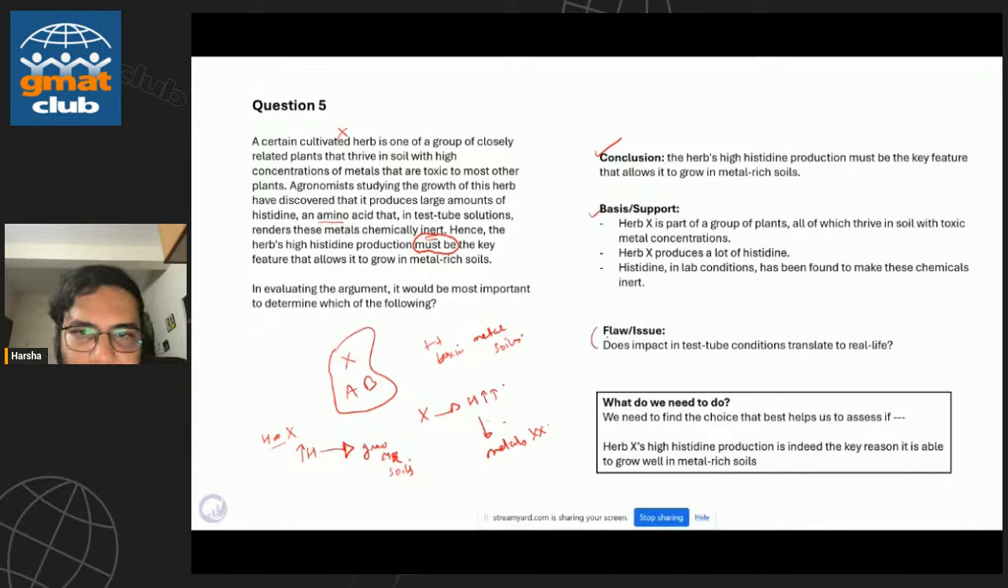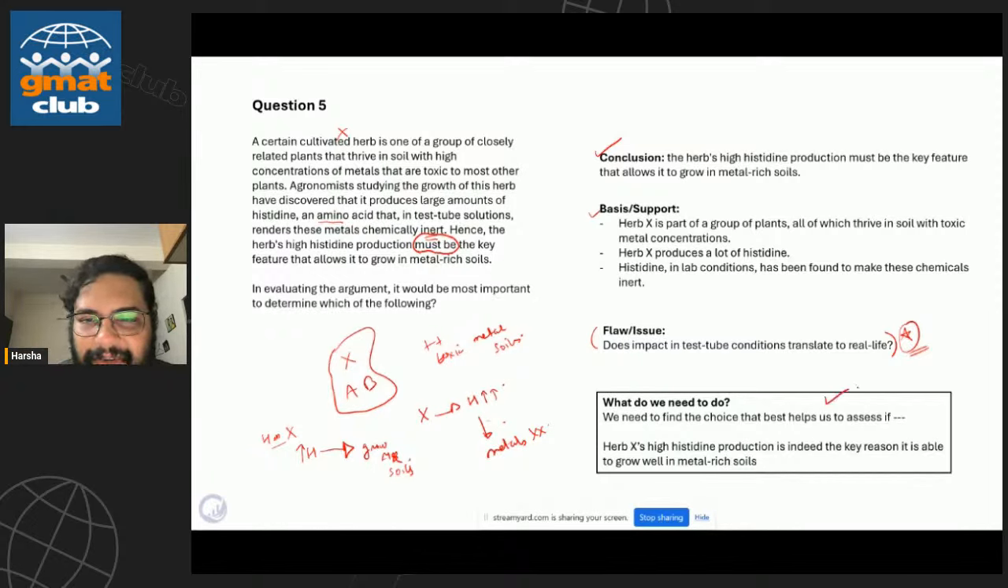Now, one of the things that came to my mind as I was thinking about this is, does the impact in test tube conditions or laboratory conditions translate to real life? Can I consider what happens in test tube settings to be what will happen on the ground with this plant and in the metal rich soil? Sadly, this was not one of the answer choices. This is not part of the answer choice, which will happen as the questions get tougher. Maybe it will be the case quite often that what you are able to arrive at naturally is not an answer choice. The correct answer choice will be on some other logic, right? And that's perfectly normal. It's okay.